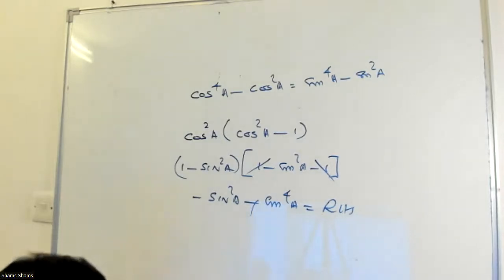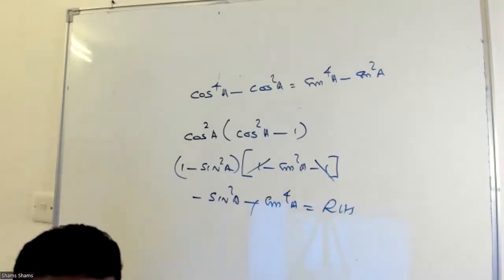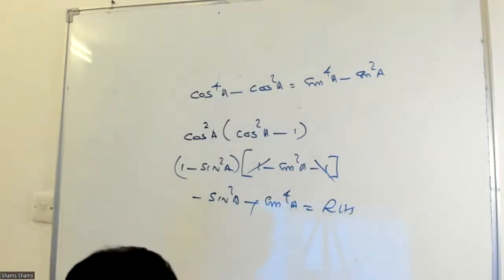So you should know by heart all of these: sin square A plus cos square A equal to 1, 1 minus sin square A is cos square A, 1 minus cos square A is sin square A, 1 plus tan square A is sec square A, sec square A minus tan square A is 1, tan square A equals sec square A minus 1, 1 plus cot square A is cosec square A, then cosec square A minus cot square A is 1. This is all you have to know by heart. Then only it will come to your mind.